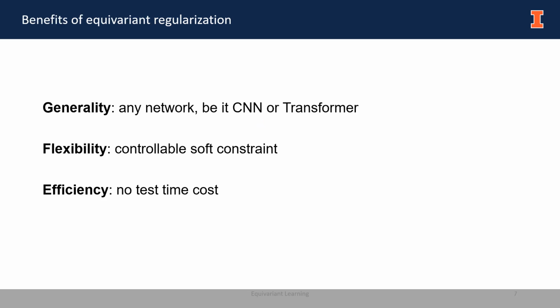There are several benefits of the equivariant regularization approach. It is quite general, so it can be applied to any network, including CNN and transformer. It is flexible in that you can control the strength of your regularization by a loss coefficient. It is efficient because at test time there's no additional cost, so everything is done during training.